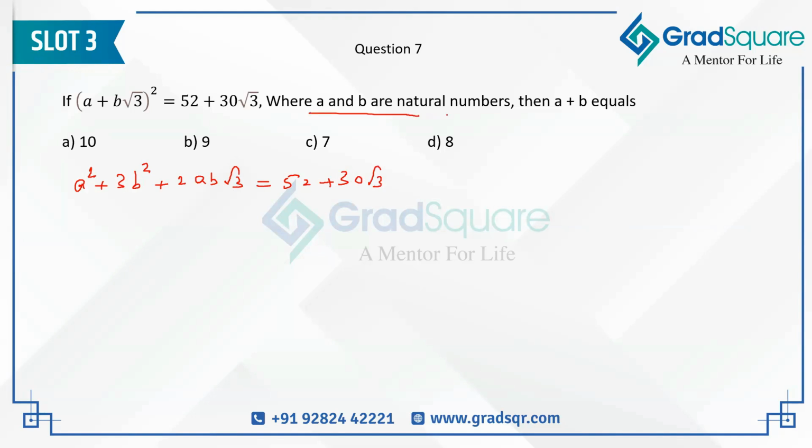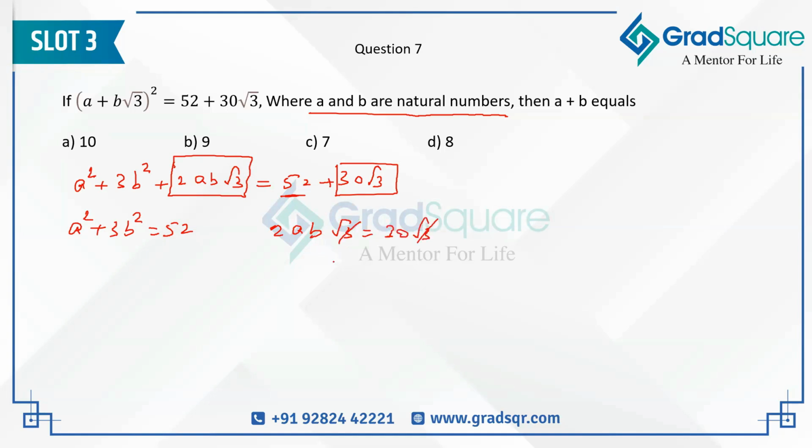Now, A and B are natural numbers. This is important for us to understand because A and B then turn out to be integers. So if you look at this part, this will be irrational, and that should be equal to the irrational part of this side also, right? Because the other two will be rational numbers, and over here the rational number turns out to be 52. So we effectively have two equations: A square plus 3B square must be equal to 52, and 2AB root 3 is equal to 30 times root 3. So root 3 gets cancelled out and AB turns out to be equal to 15.